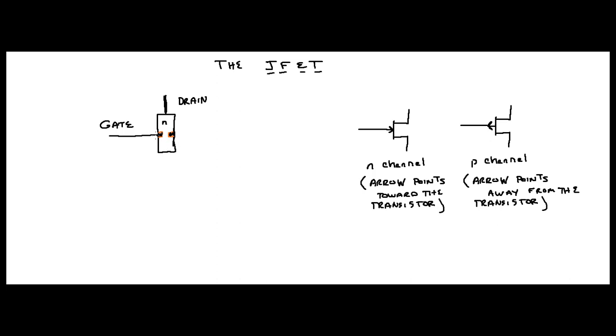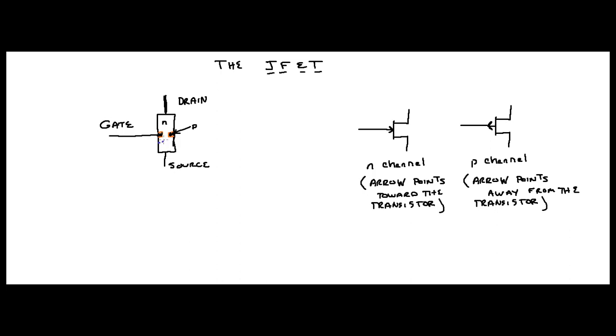That means this gate is going to be P-type, okay? And we're going to have another wire coming out, and this is going to be your source. Now basically, how this thing works is you can control a channel here for the flow of electrons.